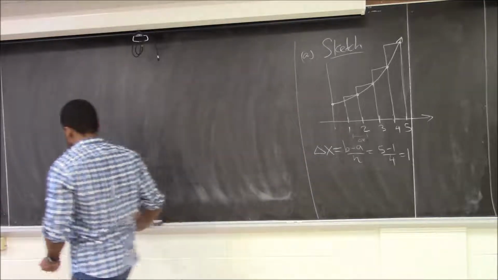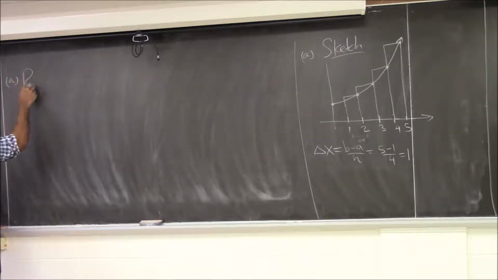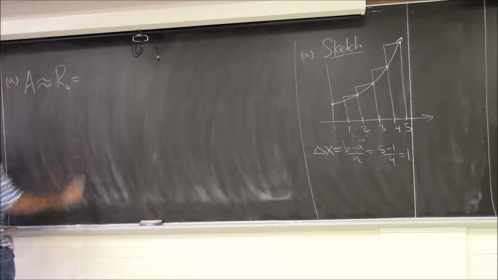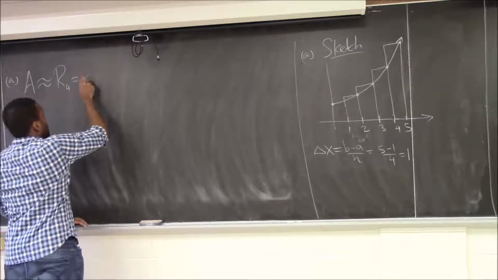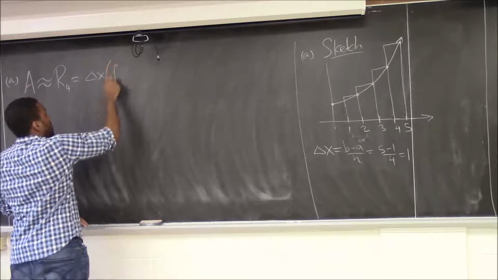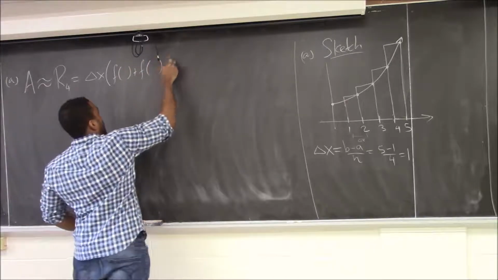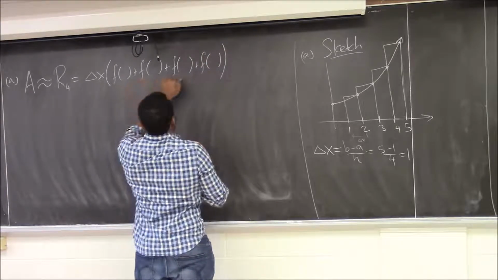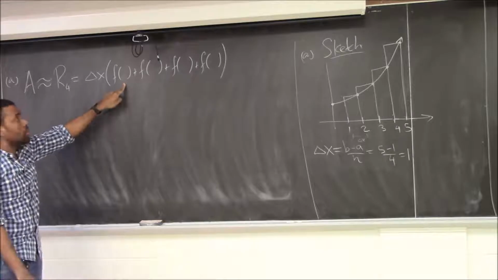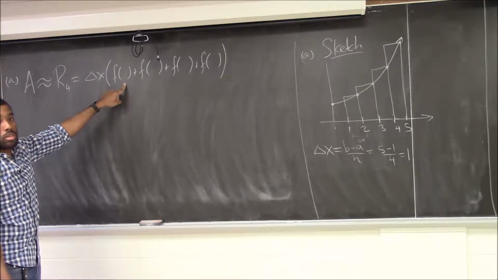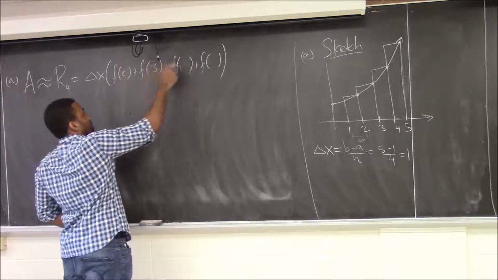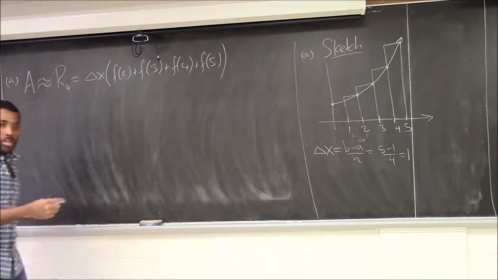So basically part A is asking us about finding R4 as an approximation for the area. I'm going to approximate it using R4, right-hand endpoints, which means I'm going to take delta x times f of a bunch of values. In fact, exactly 4 values. What are the values I'm evaluating at? 2, 3, 4, 5.